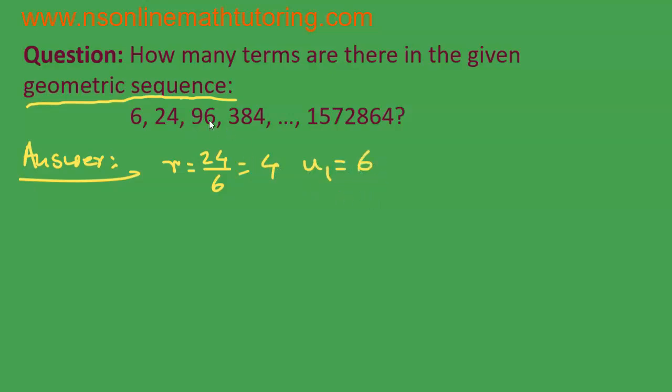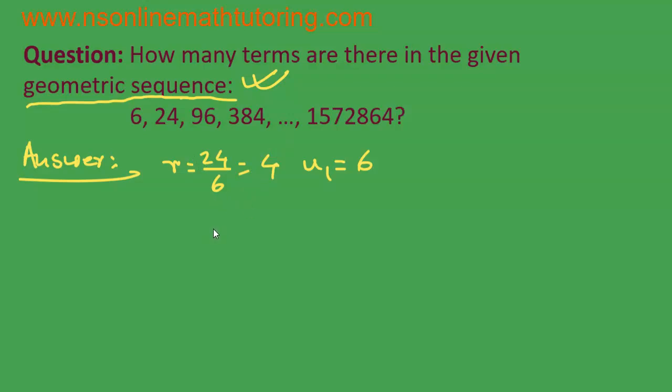Okay. I'm not taking the second and the third terms or third and the fourth terms to check whether we are getting the same ratio or not, because they have mentioned this sequence to be a geometric sequence. So it is obvious that there will be the common ratio between the consecutive numbers.